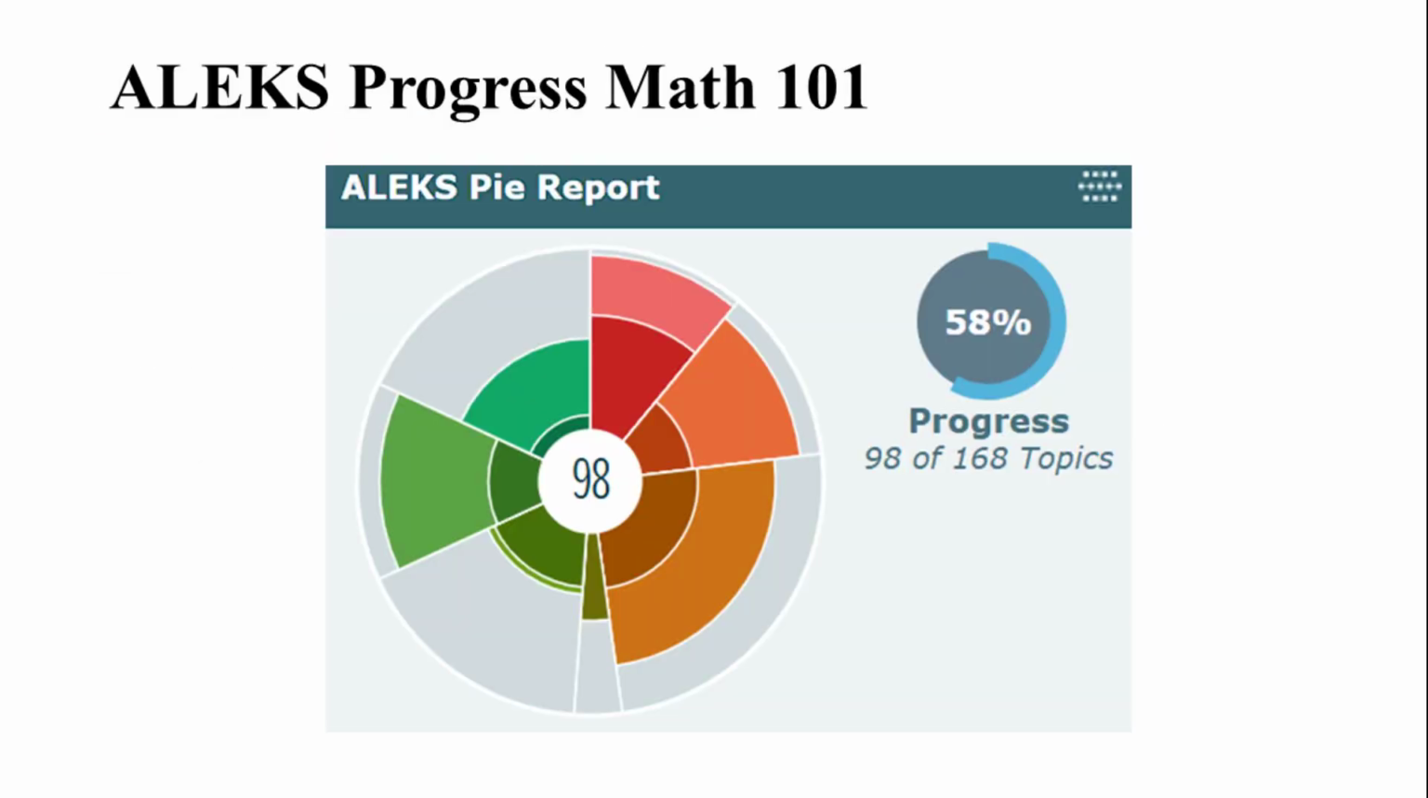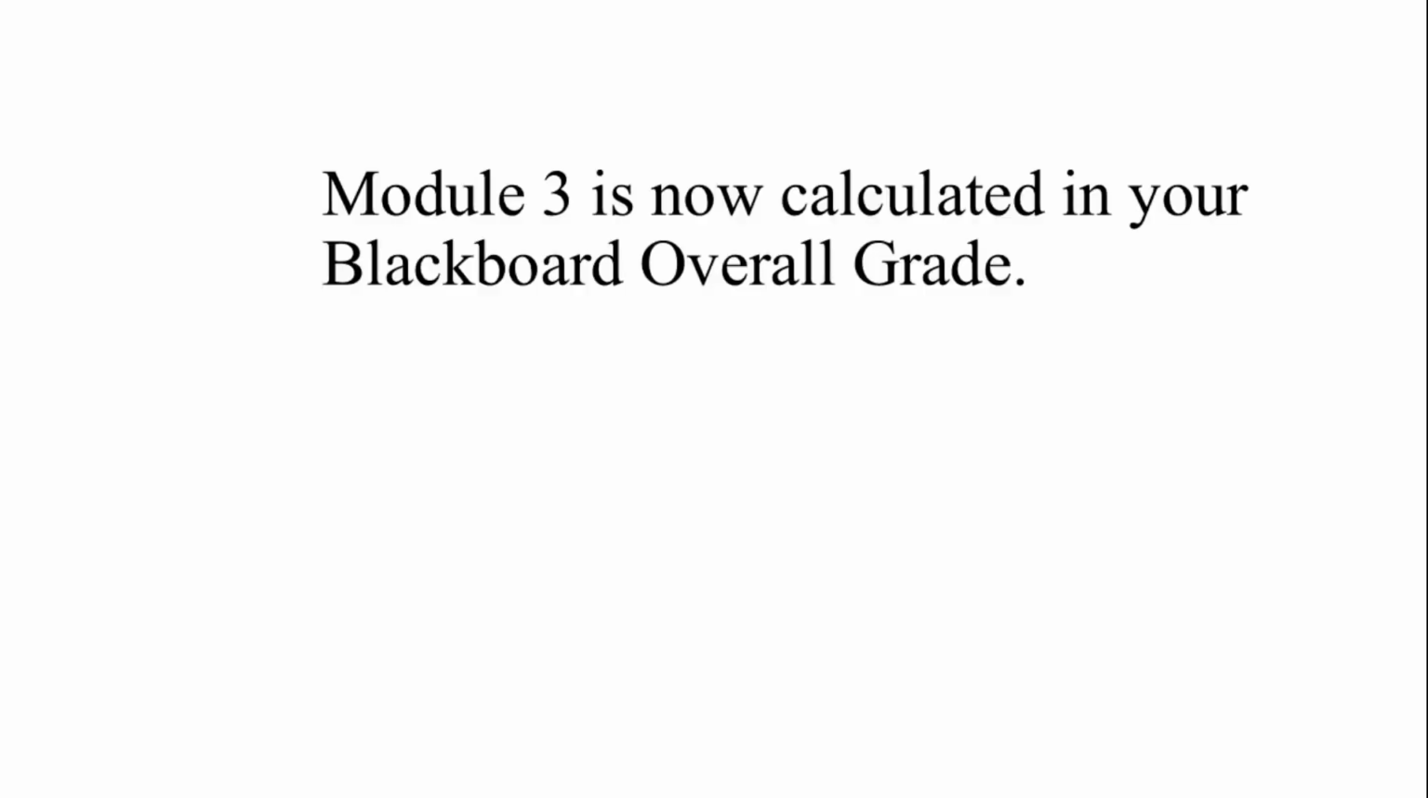Let's check in on your ALEKS progress. As a class, you've covered 58% of the topics, which is a great start. Keep pushing forward to master all 168 topics. Module 3 is now a part of your overall grade calculation in Blackboard. Stay focused and ensure you understand the material thoroughly. It is very important that you keep working in ALEKS as part of your independent study. ALEKS is 50% of your overall grade.